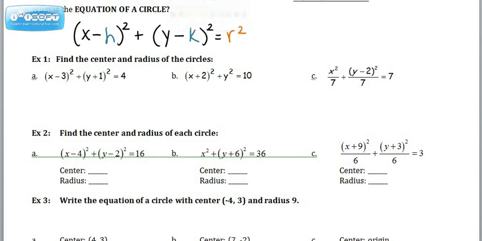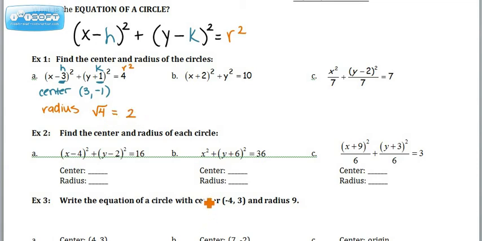And so in this first one here, the -3 and the +1 are the x and y values for h and k. What you have to remember though is it's x minus h, so that means the opposite. So the center is not -3, 1, but 3, -1. Then as far as the radius, remember that the 4 is the radius squared. And so for me to find that, I have to take the square root of 4, which gives me a 2.